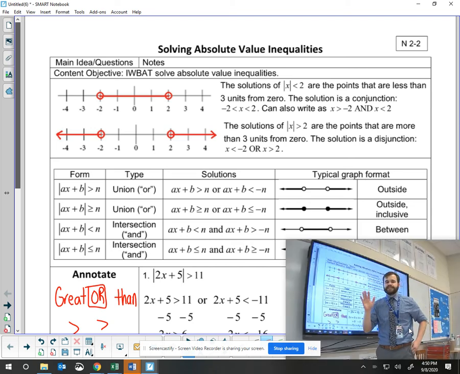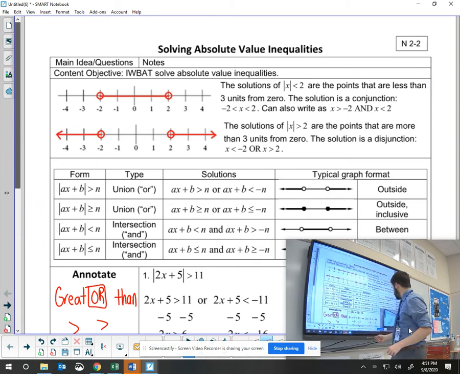Hey guys, today we are going to be solving absolute value inequalities. Now absolute value inequalities are just like absolute value equations, where we're going to have two different equations and we're going to solve both and we're going to have two answers. But just like an inequality, we're going to have to either fill in between those two answers or to the left or to the right of those two answers.